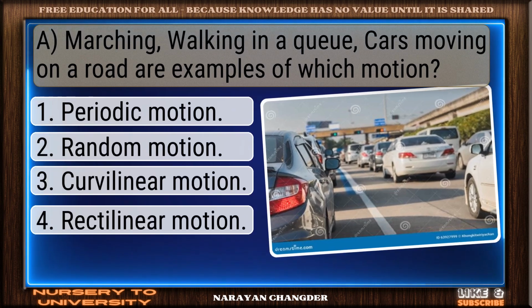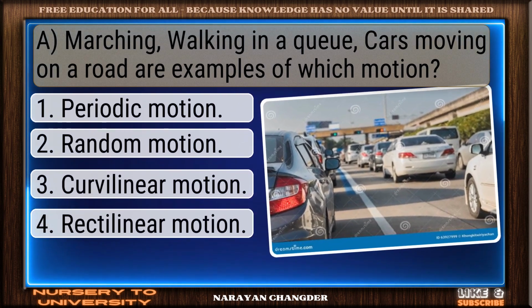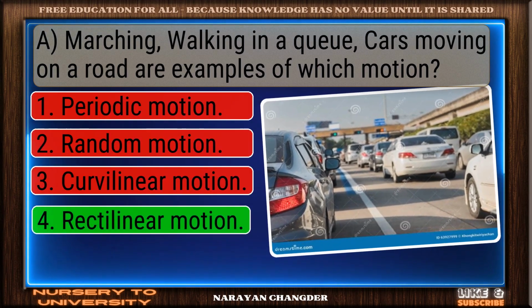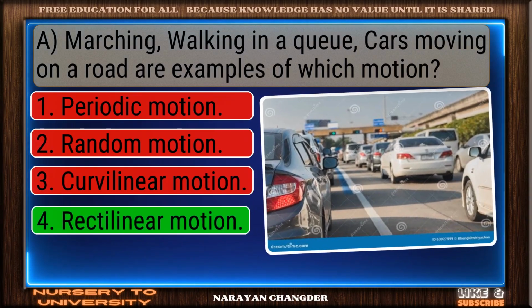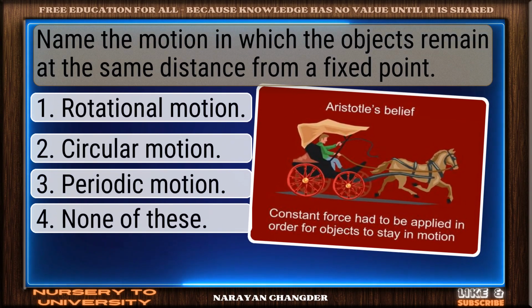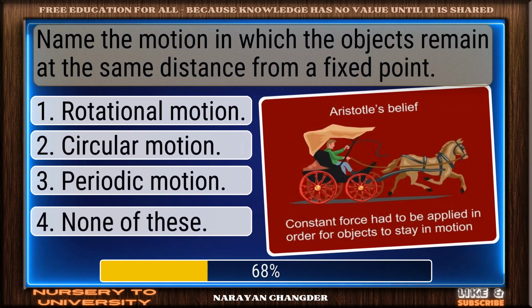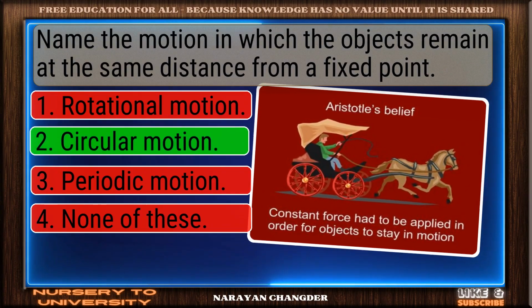Marching, walking in a queue, cars moving on a road are examples of which motion? Solid response. Rectilinear motion is a valid choice. Name the motion in which the objects remain at the same distance from a fixed point. Well reasoned. Circular motion is the correct choice.